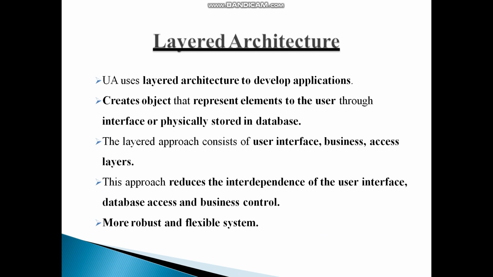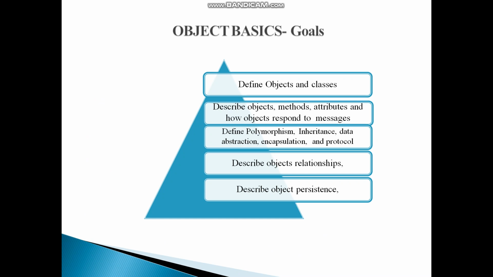The best example of layered architecture is the OSI model. Another best example is the layered architecture of the operating system. Another best example is the meta modeling architecture. It consists of 4 types of layers: M0, M1, M2, M3. This is the best example of layered architecture.